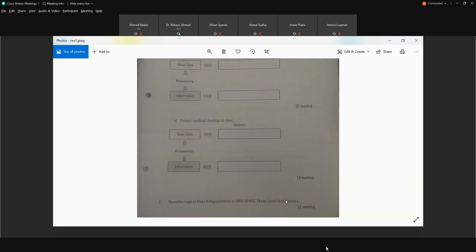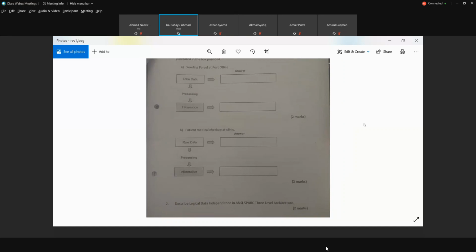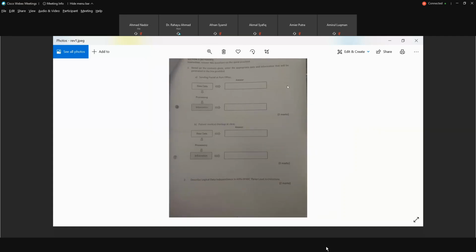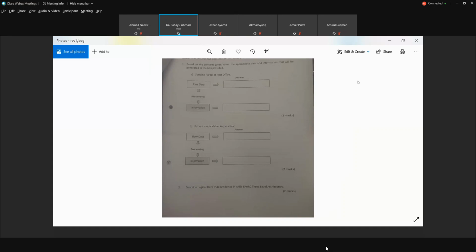Okay, let us try to discuss here. This is the concept of data and information. So, what does the question say? Based on the contents given, enter the appropriate data and information that will be generated in the box provided.